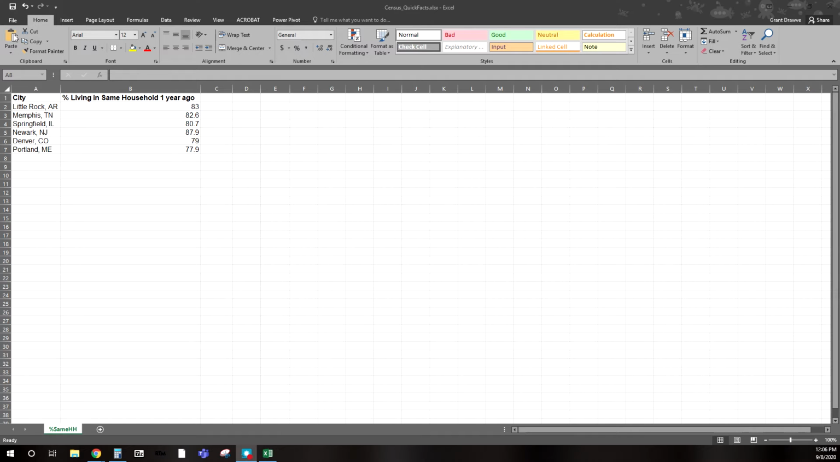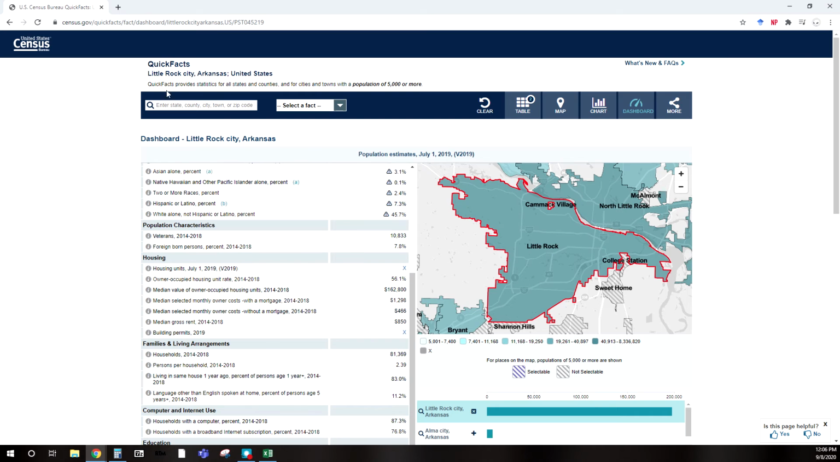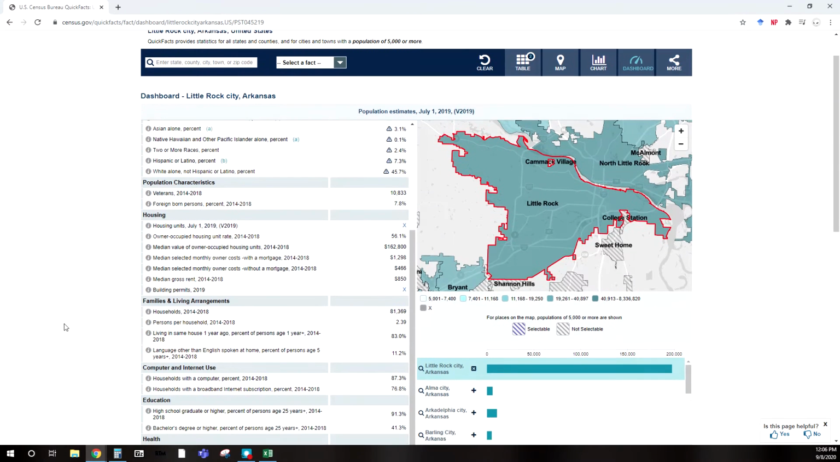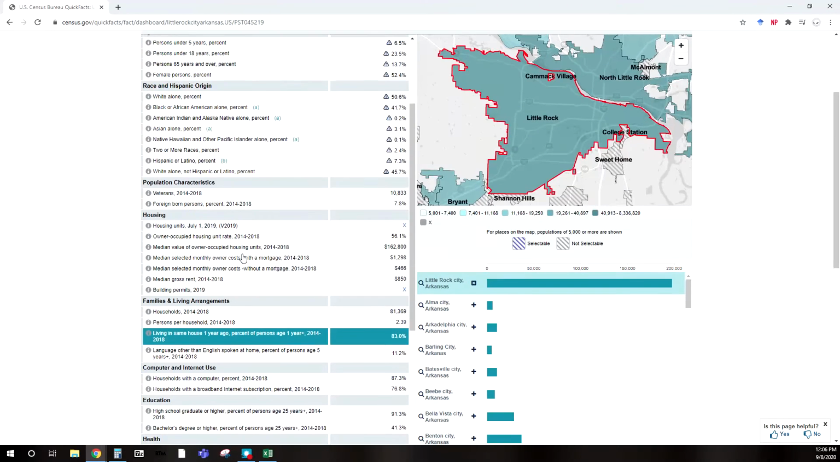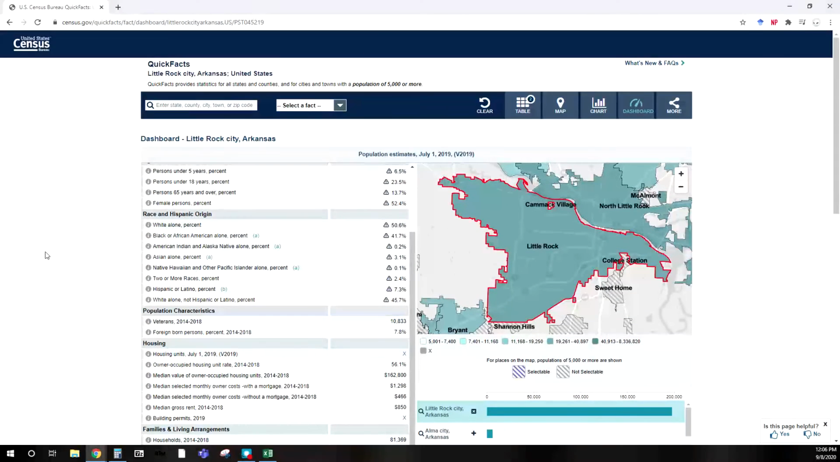The data that I have up here are for cities in the US, and I just pulled the percent living in the same household from a year ago. If you're not familiar with this data, I pulled it from the Census QuickFacts. Type in a certain city, the first one up here is Little Rock, and it gives you the ACS 5-year estimates. For this one, I just pulled the 83% over into the chart. I did that for other cities as well. So this is where I obtained the data, just copied it over into an Excel spreadsheet to do an example.